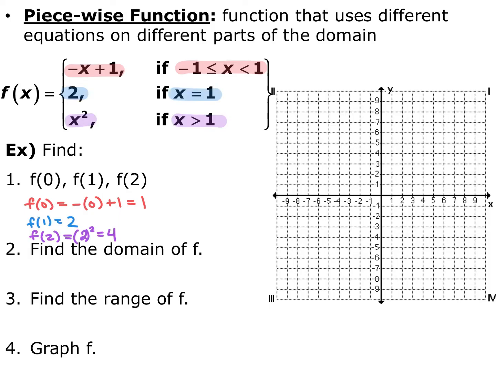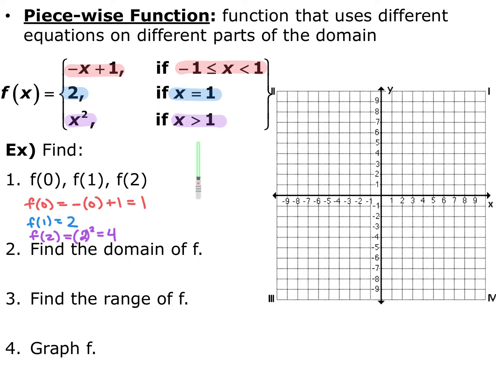For f of 1, I want to find where x equals 1, which is in the section where it says if x equals 1, y equals 2. So my output is going to be 2. And then for the last one, for f of 2, I'm going to find where x is greater than 1, so 2 lives there, plug it into x squared, 2 squared is equal to 4. So I look at what section of the domain that x coordinate lives in, and then I plug it into that part of the function.